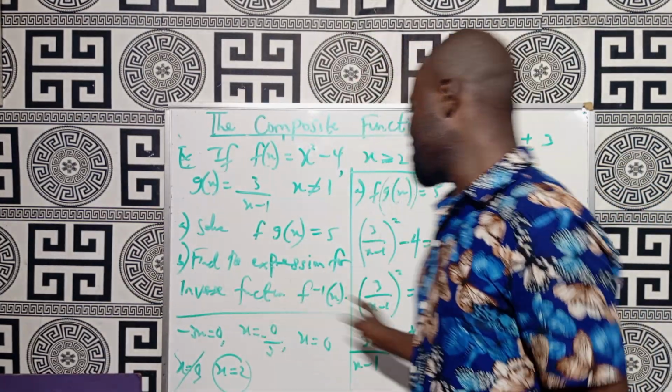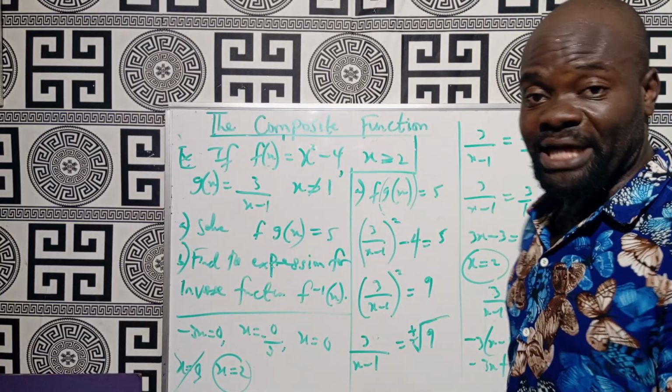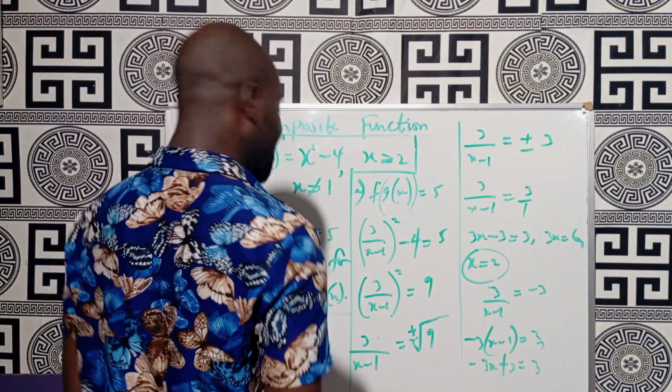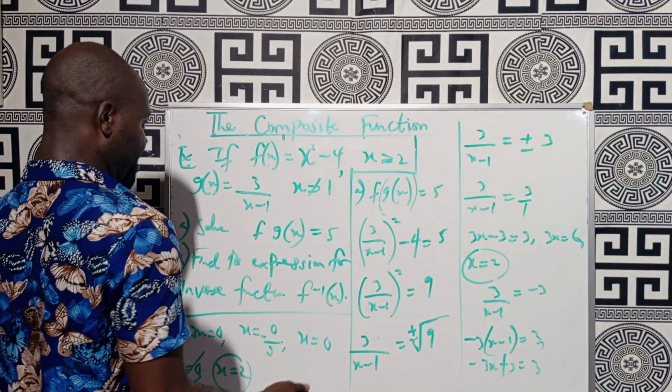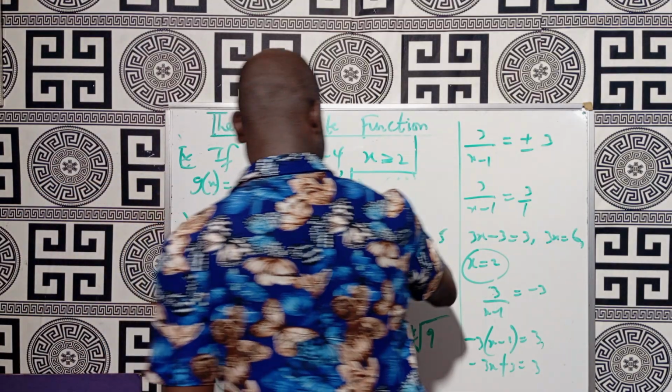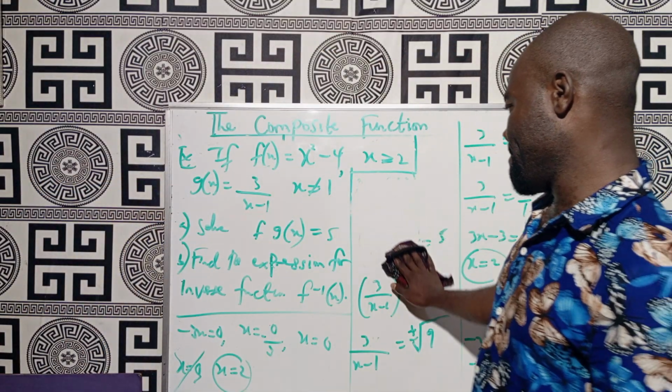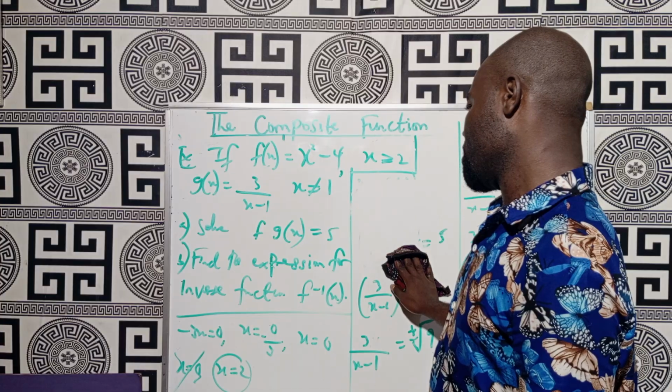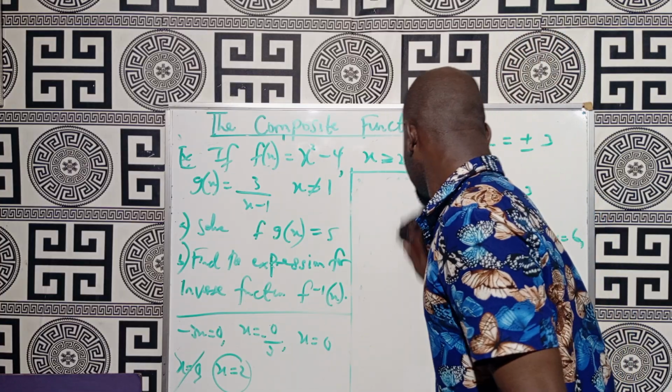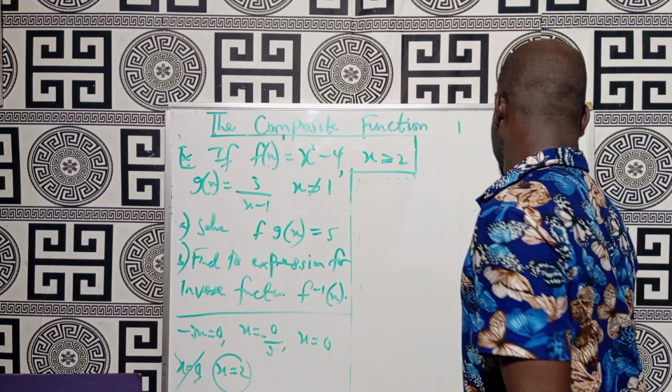Now let's look at part B. Let's look at part B before we continue, before we stop. For part B, let's see. My x is 2. Okay, let's look at part B quickly.